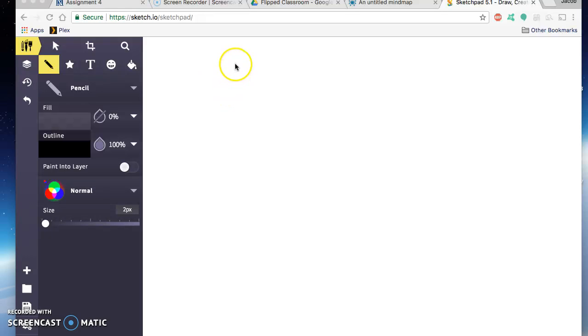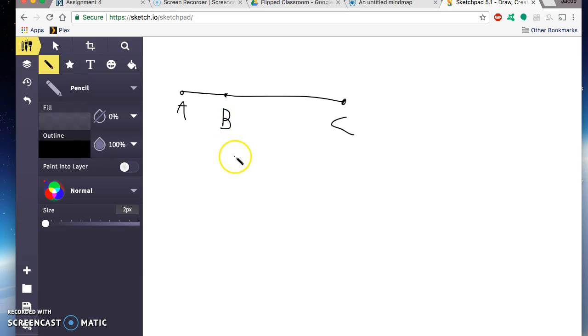Alright class, so for today in geometry we're going to be doing segment addition. So let's say you have a line that starts at A, goes all the way to C, its two endpoints, and let's say there's some point B in the middle, like that. And if I tell you that from A to B is 5 and B to C is 12, what is the length of AC?